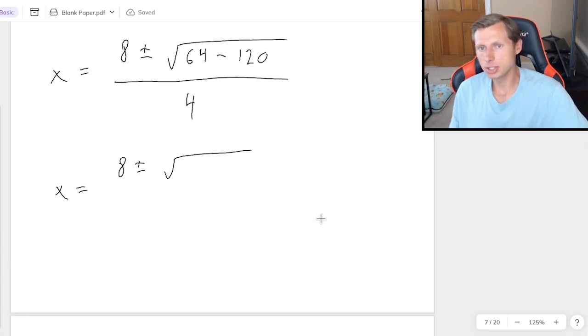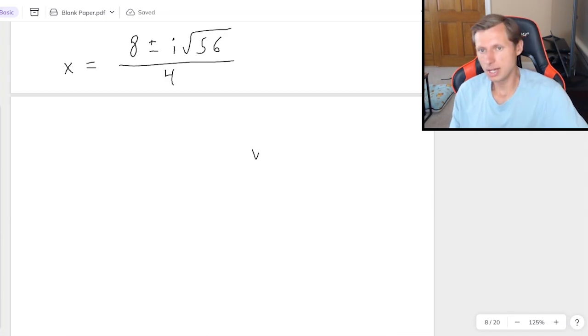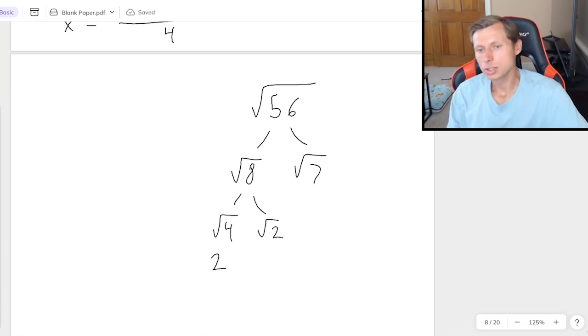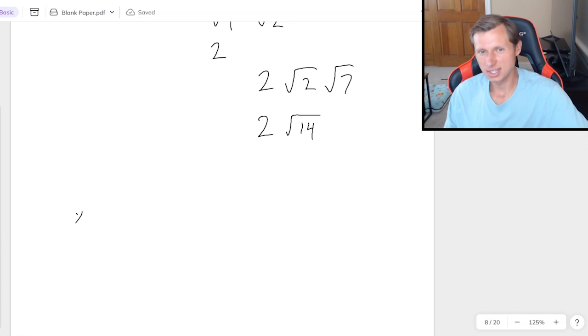So then 64 minus 120, that's going to be negative 56. Which of course means I'm just going to rewrite it as i root 56 divided by 4. And then I have to figure out how root 56 breaks down. I know the factors are 8 and 7, and the factors of 8 are 4 and 2. And I know root 4 is 2. So I'd be left here with 2 root 14. So in other words, x equals 8 plus or minus 2 root 14 i divided by 4.